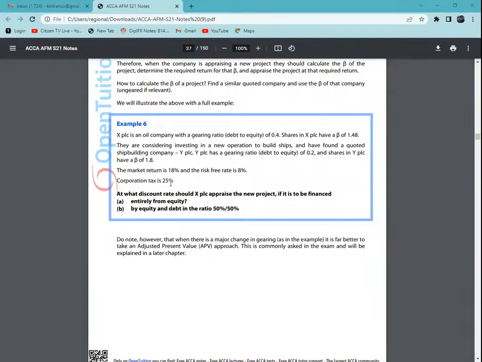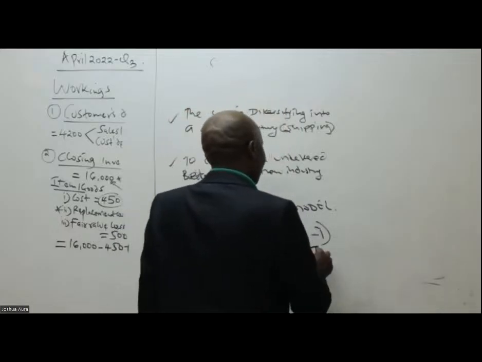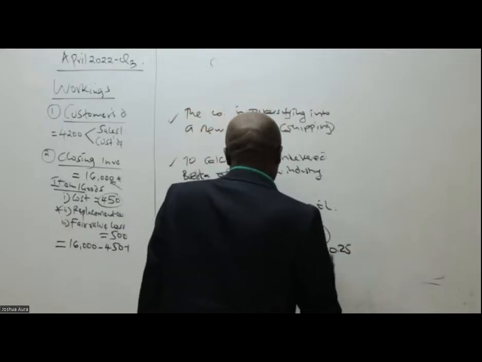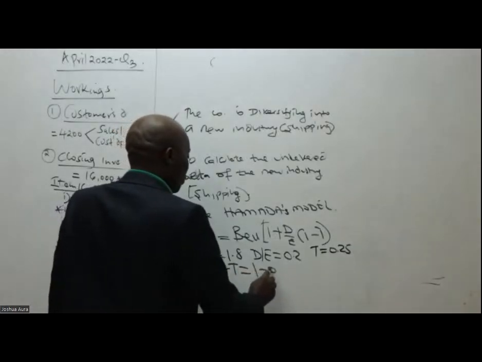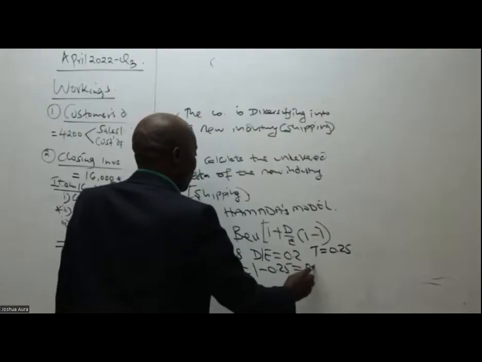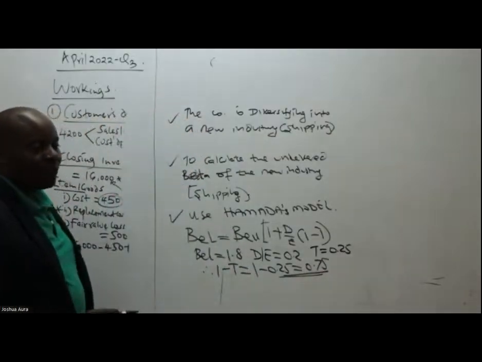And then the other thing they have done so nicely is to give me the risk-free. So the risk-free is 0.2. What here? Not risk-free, but the tax is 0.25. So tax is 0.25. And therefore, 1 minus tax will be 1 minus 0.25, which will be 0.75.